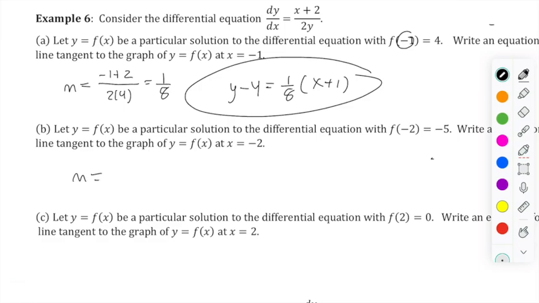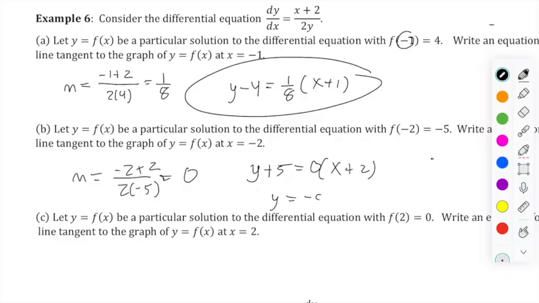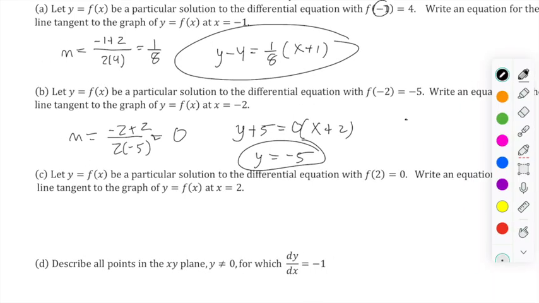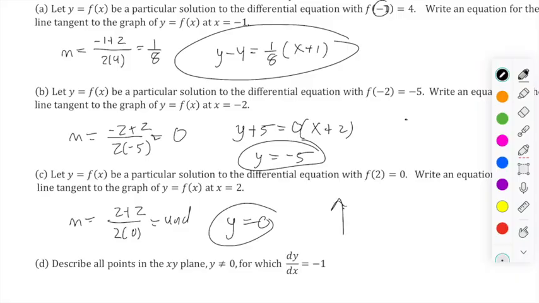Part b, the slope. Again, plug in -2 and -5 into your derivative. This is going to give me 0. So we have y minus -5, so that will be y plus 5 equals the slope times x plus 2. So if we simplify this, we're just going to get y equals -5. Part C, so again, my slope is going to be plugging in 2 and 0. This is undefined. So the tangent line is x equals 2, because a tangent line with an undefined slope is vertical.